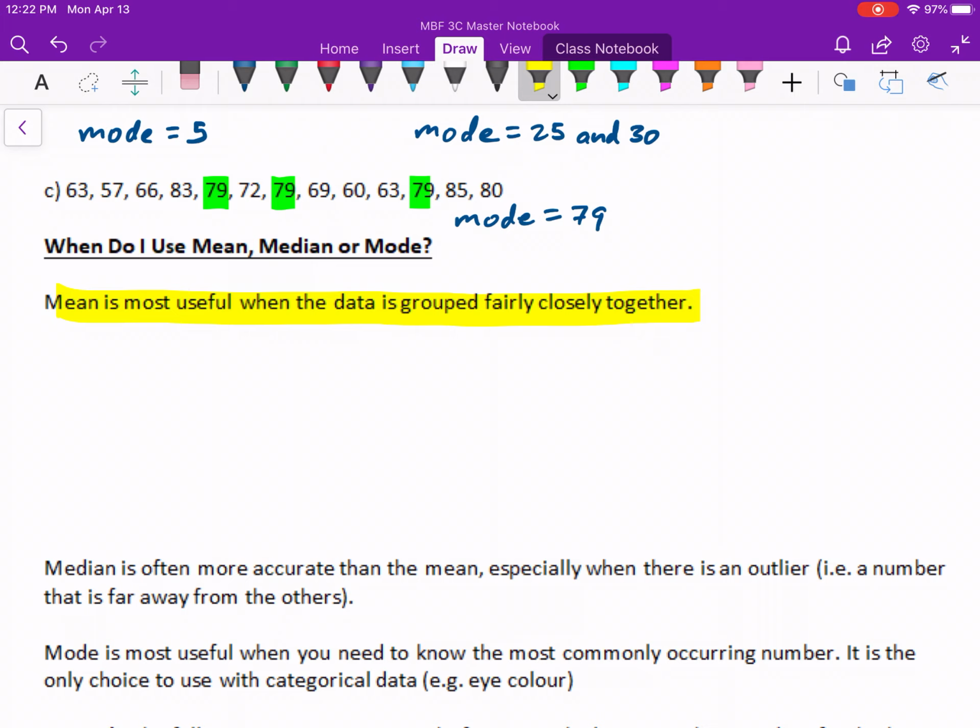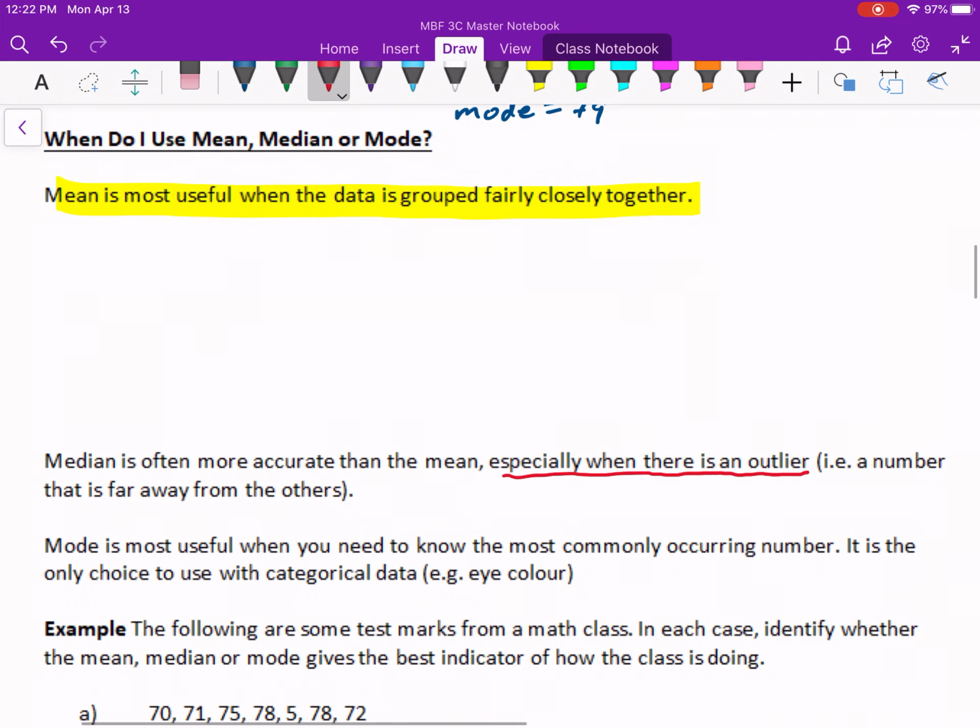mean. Median is more accurate than the mean, especially when there is an outlier. So again, an outlier, a number that's far away from the others. And I'm going to do an example in a second, so I'll talk about that a bit more. But the median isn't affected by outliers. Every number in a data set has equal weighting, whereas in the mean, the average, an outlier can have a big effect.